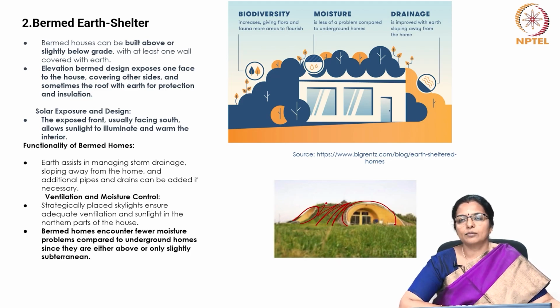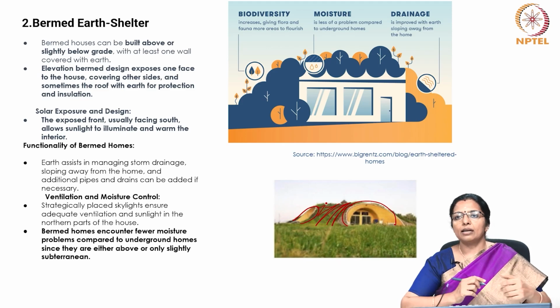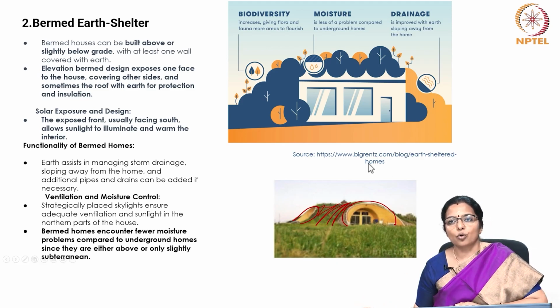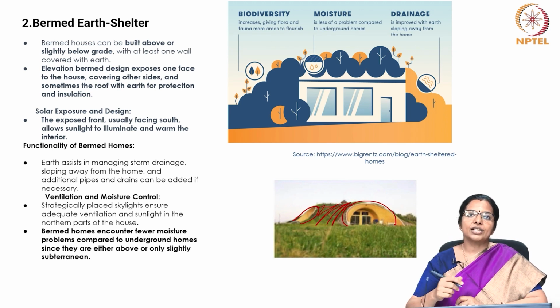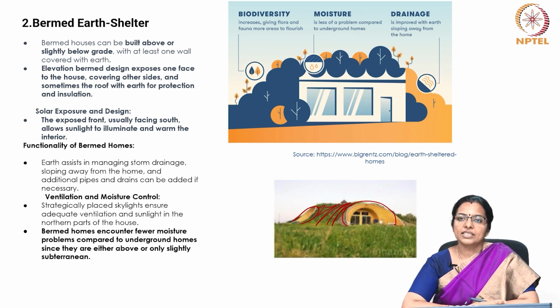Elevational berm design exposes one face of the house, covering the other sides and sometimes the roof with earth for protection and insulation. The exposed front, usually facing south, allows sunlight to illuminate and warm the interiors. Earth assists in managing storm drainage, sloping away from the home, and additional pipes and drains can be added if necessary. When it comes to ventilation and moisture control, strategically placed skylights ensure adequate ventilation and sunlight in the house.